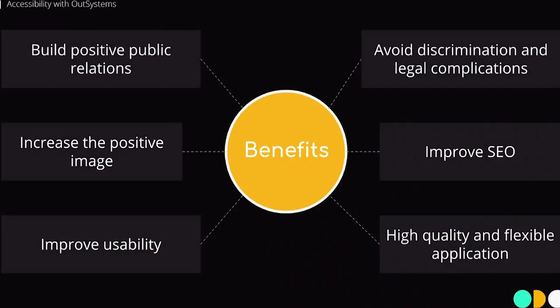And when you implement accessibility, make your application accessible, you have a lot of benefits. We don't have any more discrimination. We have no complications with legal or with the law. We increase our positive image. We improve the usability for all users. But one of the things that is really, really cool is the SEO. We provide, by default, a good SEO on our application because the search engines can read our content better.